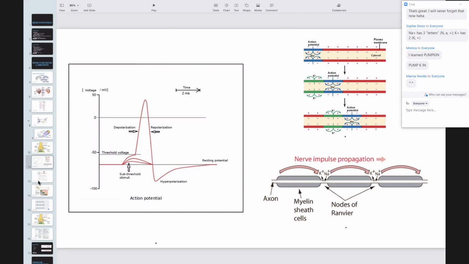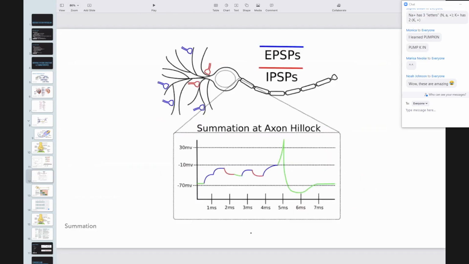Okay, so there was a question on how we get the voltage to change at the axon hillock. We get these signals from the dendrites. We have two different types of signals we can get. These dendrites have multiple neurons signaling to them, some excitatory and some inhibitory. It depends on which neurotransmitter these excitatory and inhibitory neurons are firing out, and that allows different types of ions to flow in.